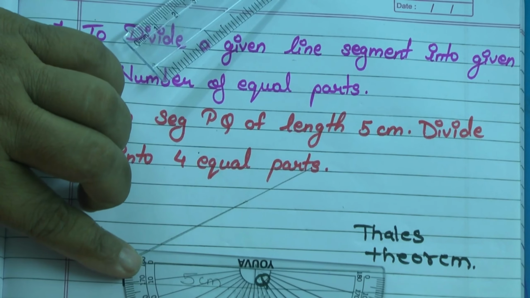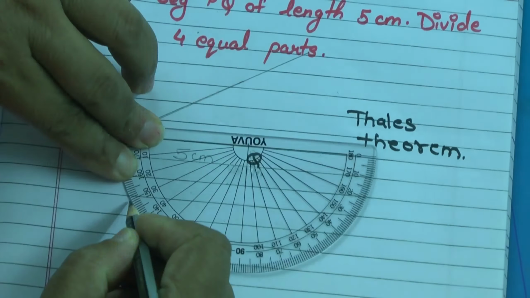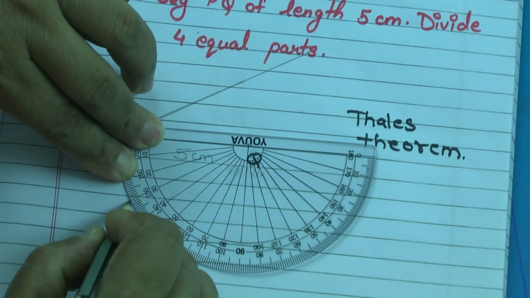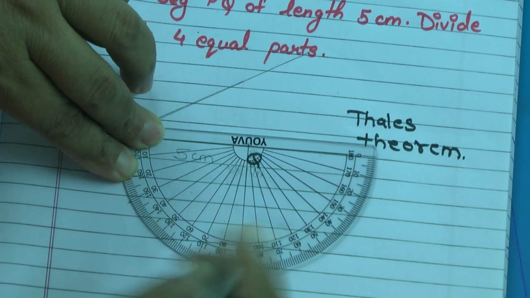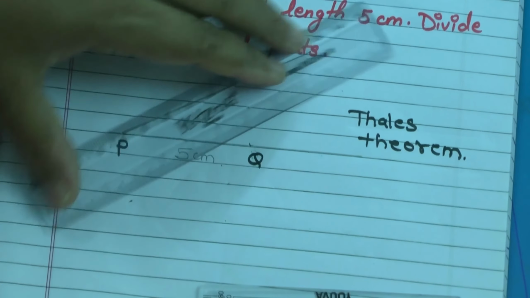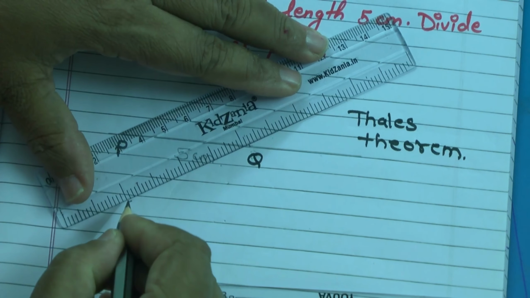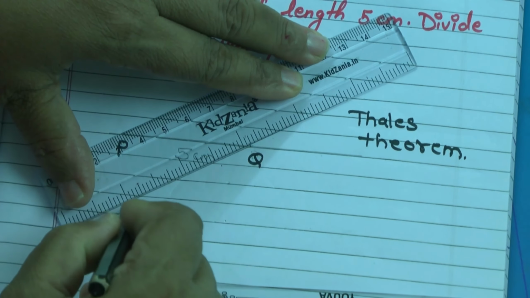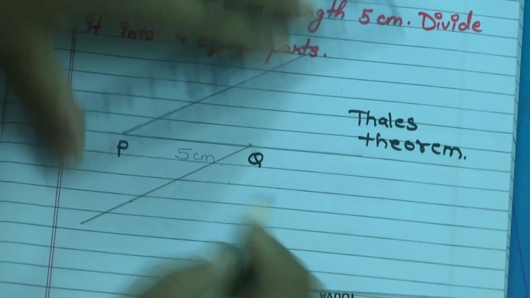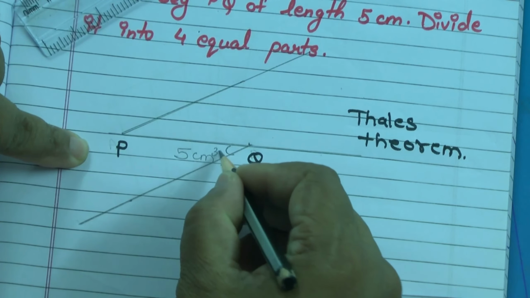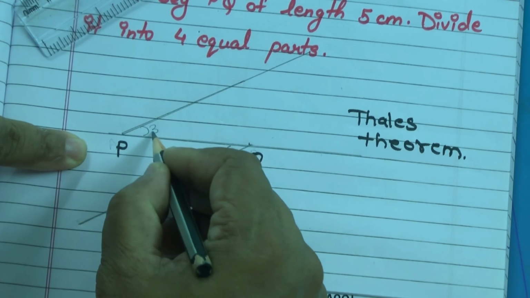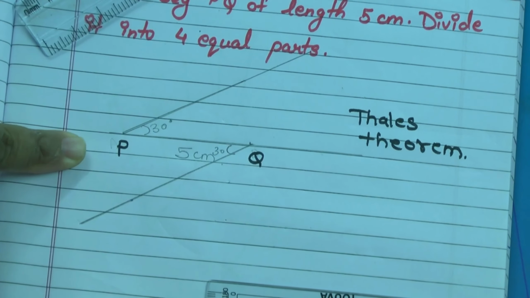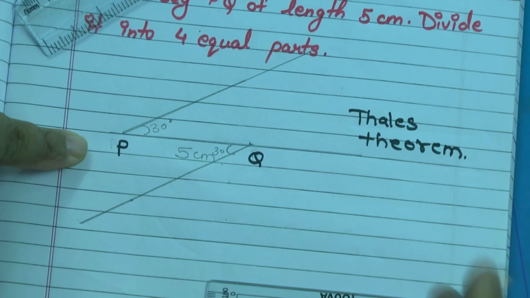Also below the line you take the same angle, 30 degree, mark it and join Q and the marked point, very slowly and carefully. Now this angle is 30 degree and this angle is also 30 degree.